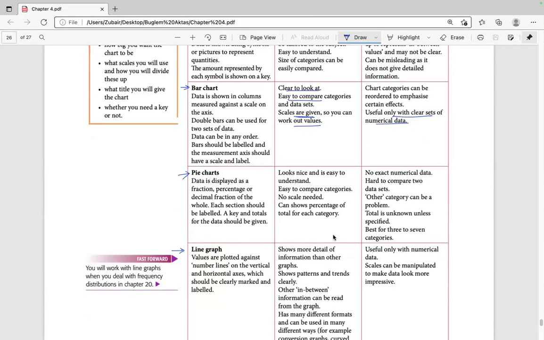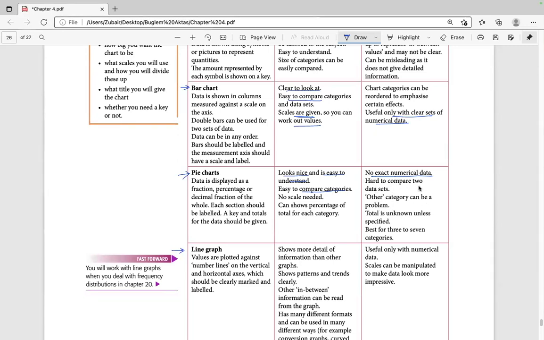Pie charts look nice, are easy to understand, easy to compare categories, no scale needed, and can show the percentage of total of each category. Like as we did the quarter for Chinese, we can say that's a quarter, we can say that's 90 degrees, we can say that's 25%. Our mind just comprehends it without doing mathematical calculations. And what is the disadvantage? No exact numerical data. We just saw that. Other categories can be a problem.